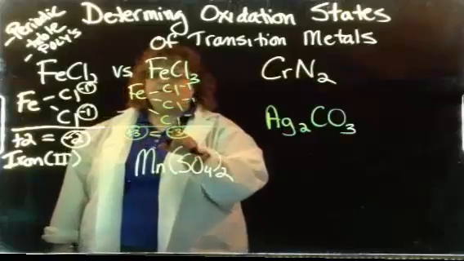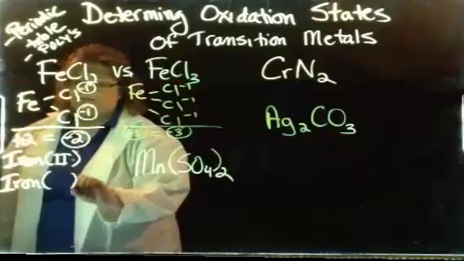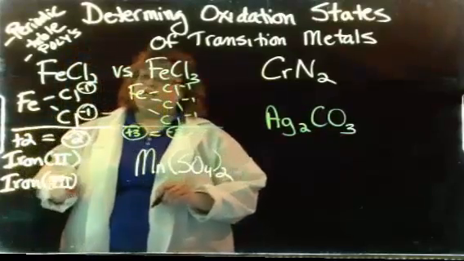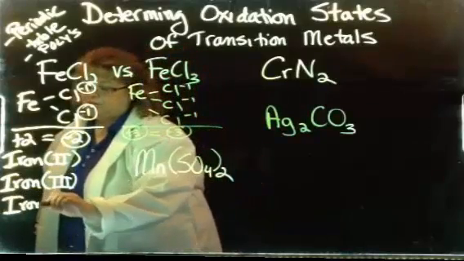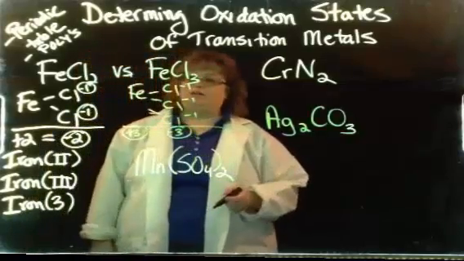So when naming this compound, I would name it iron, and then in parentheses, I would write that it had a +3 oxidation state. And you write that as Roman numerals. Do not write iron with a number 3 behind it. It's Roman numerals. It's just the rules to follow.